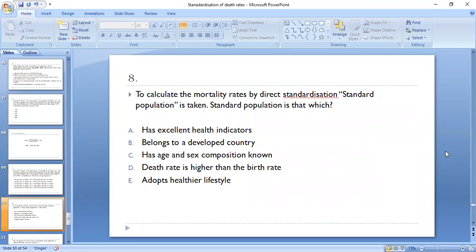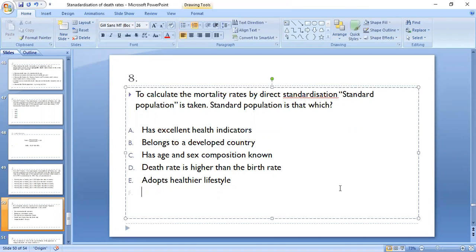Eighth MCQ is to calculate the mortality rates by standardization. A standard population is taken. Standard population is that which has either excellent health indicators or belongs to a developed country, has its age and sex composition known, or the death rate is higher than the birth rate, or adopts a healthier lifestyle. Which is the character of the standard population? C is the correct option. The standard population is the one in which we know its age and sex composition.